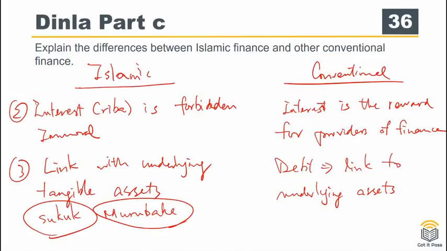Next is about the interest or riba. For Islamic finance, it is forbidden, but for conventional finance, it is the major income for the provider of finance, and it is also the cost for the borrower. And the third one is about the underlying asset. Islamic finance is linked with an underlying tangible asset, and for conventional finance, sometimes it has no link with the underlying assets. So here we finish Part C as well.